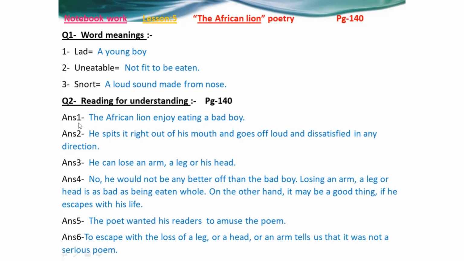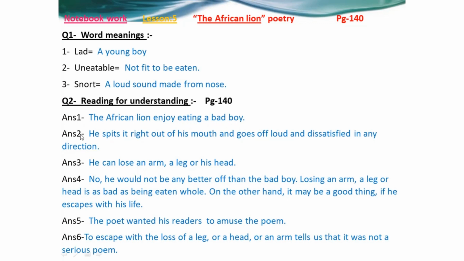Okay, so I'm going to read the first question, which is, according to the poem, what does the African lion enjoy eating? Now after writing the question with a black pen, you're going to write the answer. The answer should be written with a blue pen. The African lion enjoys eating a bad boy. This was the answer of number 1.